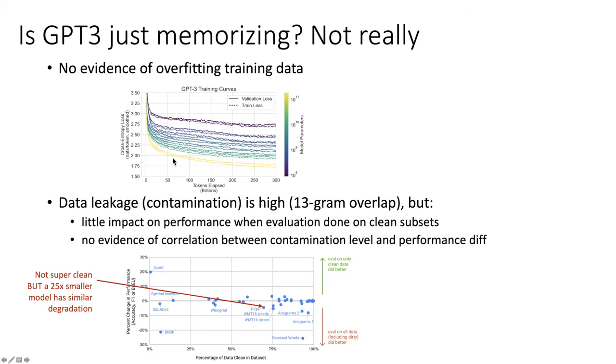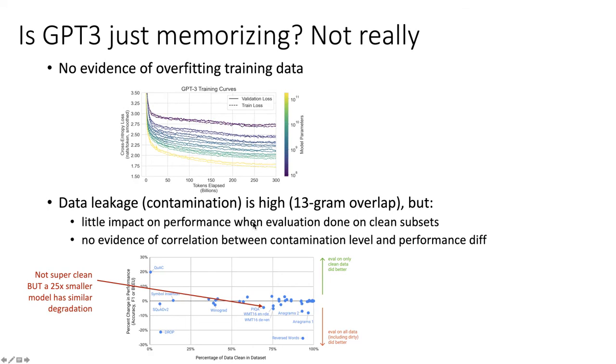The reason they say that is they plot the amount of data that it's seeing on the x-axis and the loss on the y-axis, and then they compare validation loss and training loss. The training loss is the dotted lines. If there was overfitting, you would see these two lines between validation loss and training loss diverge, which they don't. So that's how they argue that GPT-3 is not overfitting the training data.